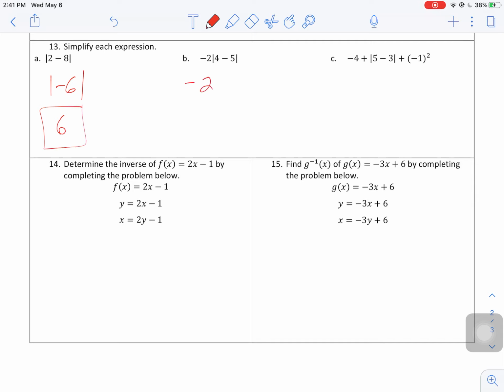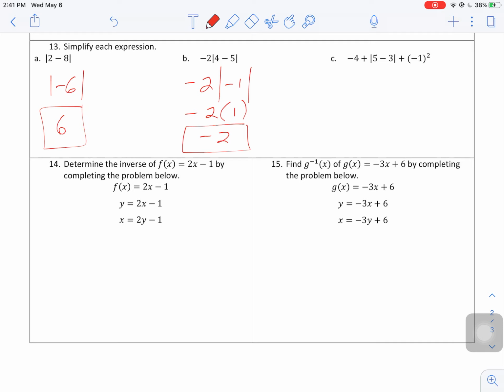Part B, work inside the absolute value bars first because of order of operations. It counts as grouping symbols or parentheses, so you have to work inside the parentheses first. So 4 minus 5 is negative 1, and then the absolute value of negative 1 is positive 1, and then negative 2 times 1 is negative 2.